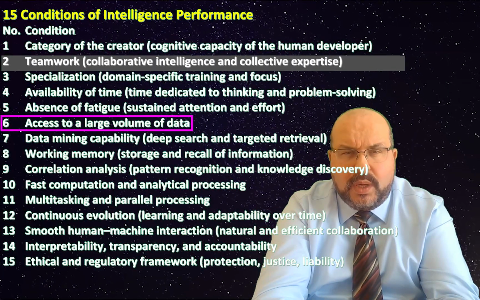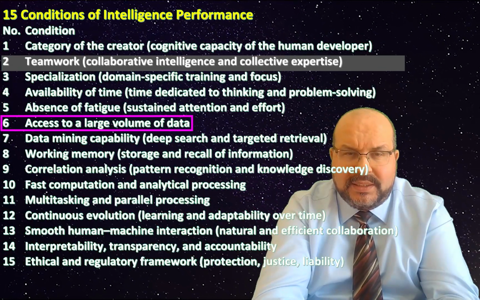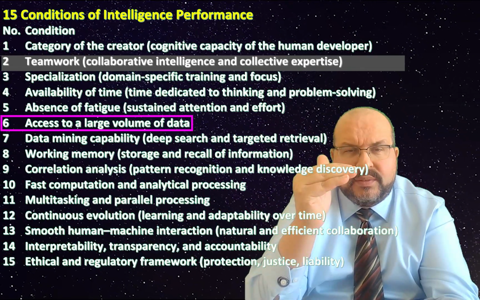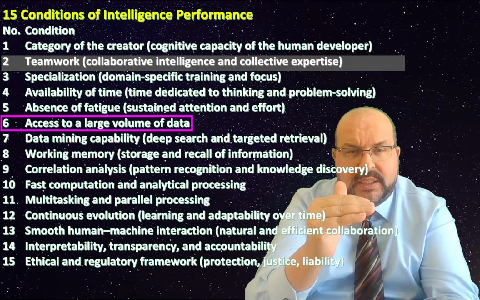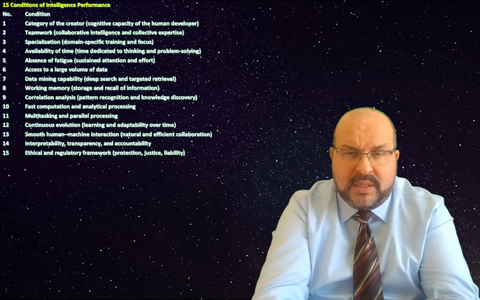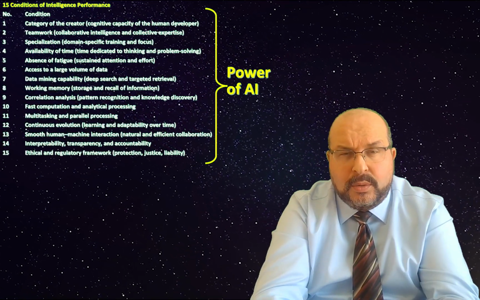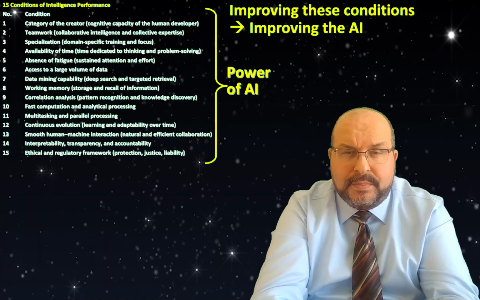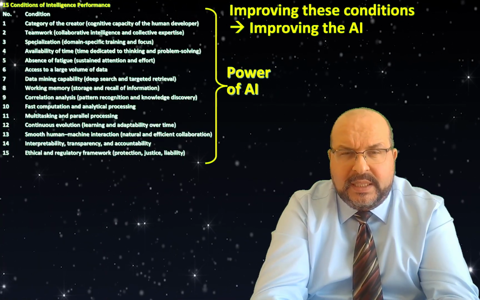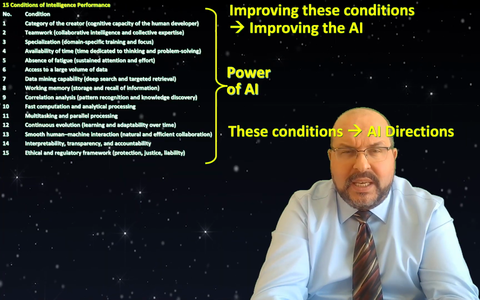So the conclusion is, if we would like to make the human being more productive in terms of intelligence, we have to improve these 15 conditions. If we would like to make the machine more productive, we have to further develop these conditions for the machine. The key is not the intelligence itself, but the conditions for the working of the human being or the machine.